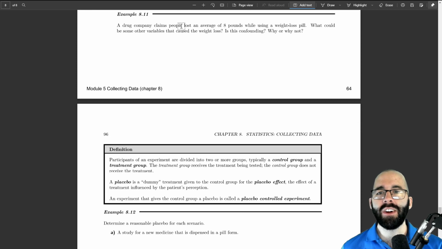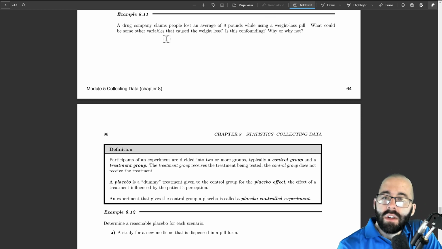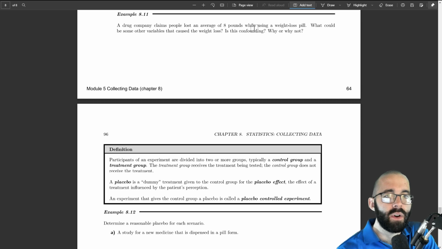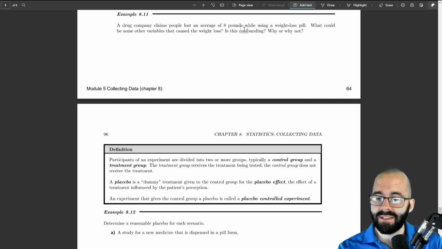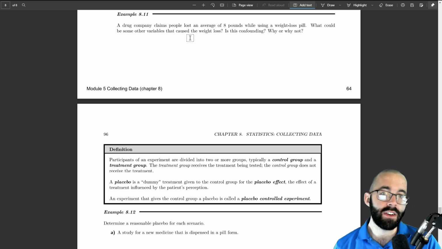Okay. So a drug company claims people lost an average of 8 pounds while using a weight loss pill. What could be some variables that cause the weight loss? Is this confounding? Why or why not? Immediately off the bat, you should be wondering, of course, the drug company wants people to be reporting this. Maybe the people want to report it. Anyway, let's trust in this data. What could be some variables that cause this weight loss?